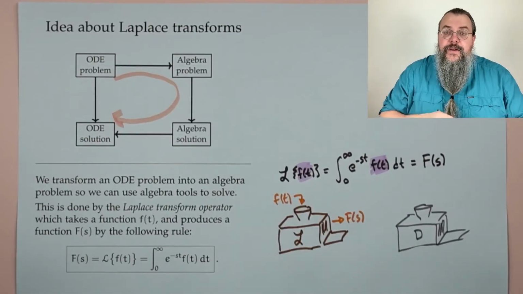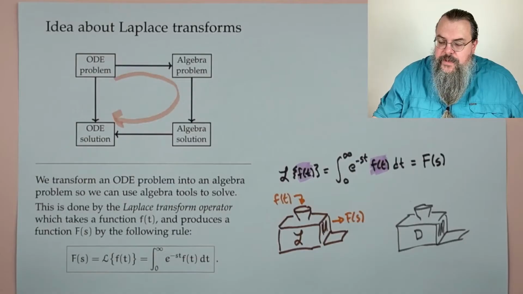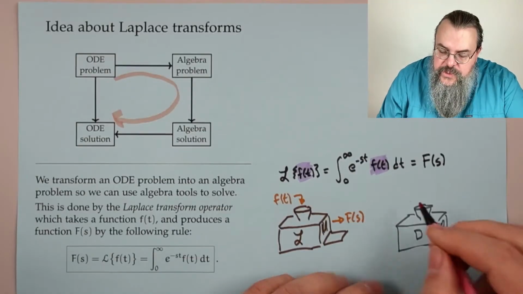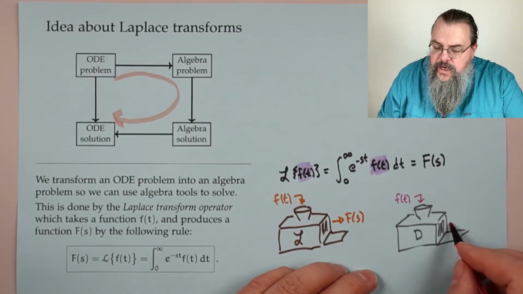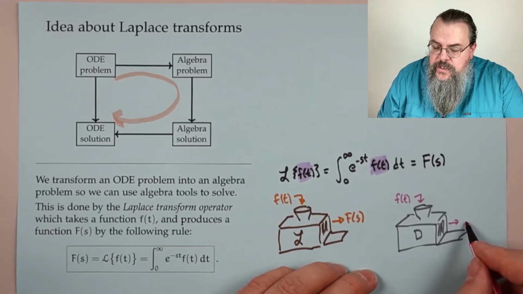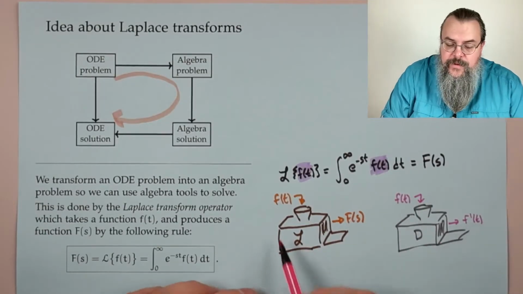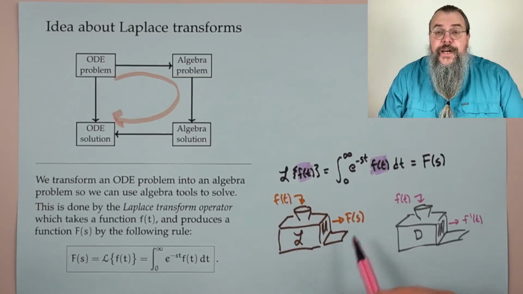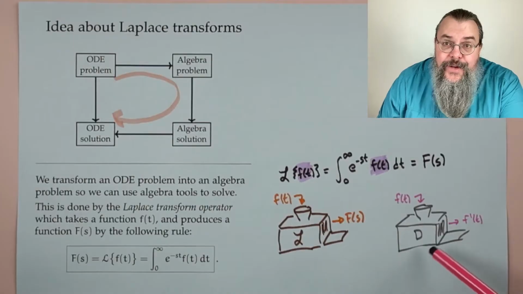So the derivative is something very similar. What happens? Well, in a derivative machine, you plug in a function. You say, okay, in goes a function, and what comes out? A different function. Now, we have notation for it, f prime of t, but the point is function in, function out. Same thing here, function in, function out. Now, how do you actually take derivatives?